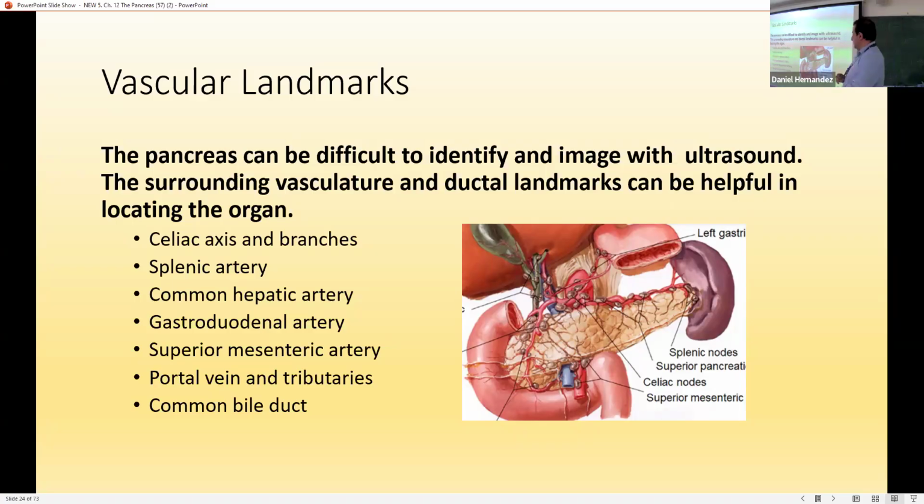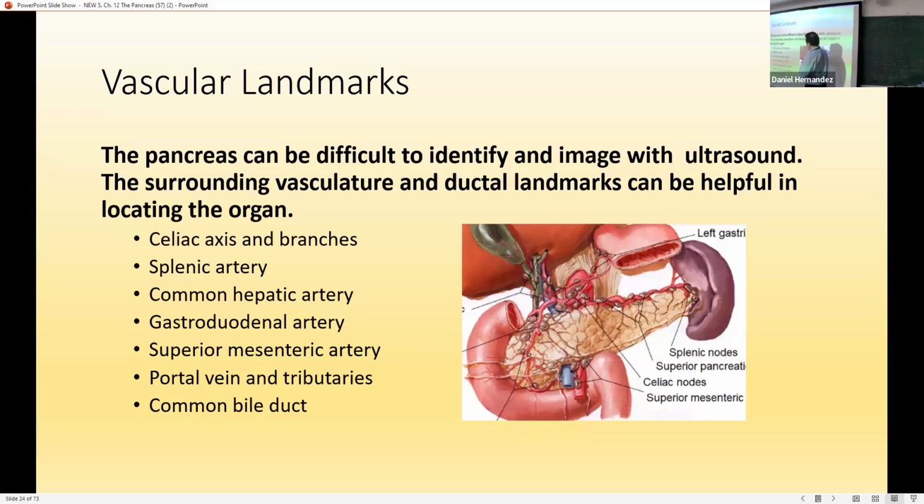But we do have our useful landmarks that can help us get our bearings and make our visualization of the pancreas and the various structures. Again, look for the celiac axis if you can, then angle it here and go down. Sometimes I'll have it come in. Look for your superior mesenteric artery. That's a good landmark to try and orient yourself.